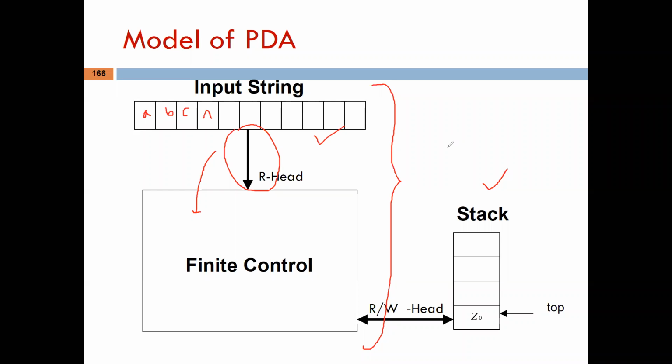And as we know, the basic operation of the stack: if we read anything from the stack, that operation is called pop, right? If we write onto the stack, then this operation is called push. So this is the basic operation of the stack, that is push and pop. So in the case of PDA, there are two heads, and only the stack is additional compared to a DFA.